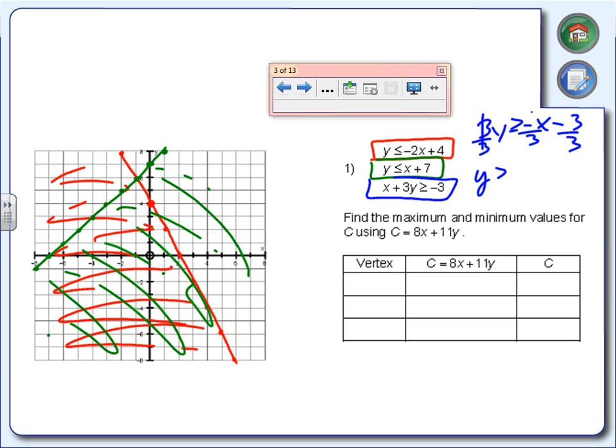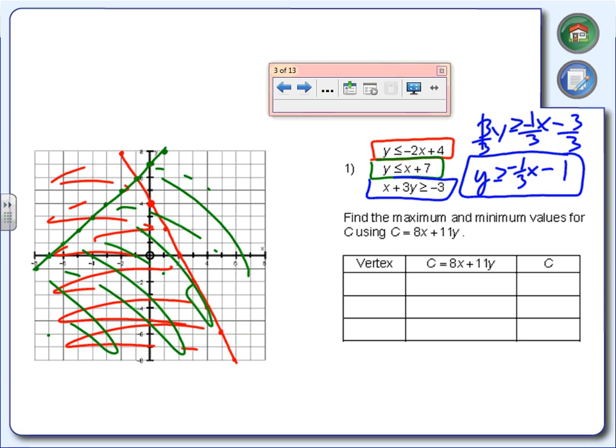Remember, there is a negative 1 in front of that x, so that makes it a negative 1/3 x. A negative 3 divided by a positive 3 makes this a negative 1. So here's my new inequality. That's the one I'm going to grab. It's got to be in slope-intercept form first. Yeah, we should have the equal sign. That is correct.